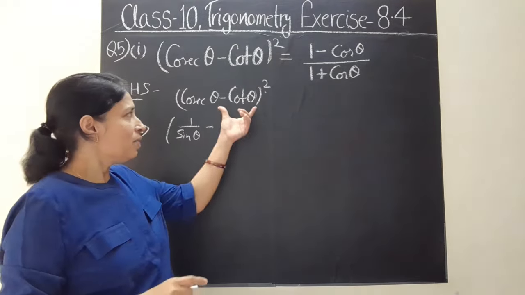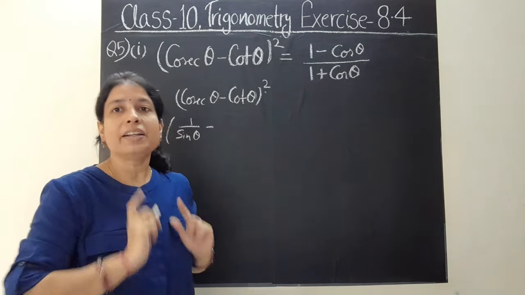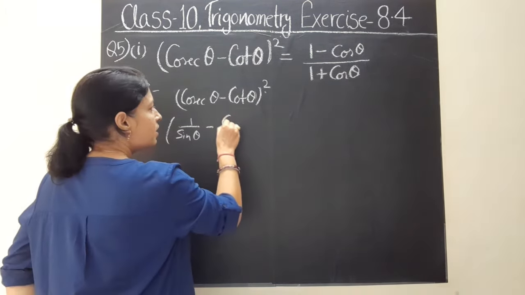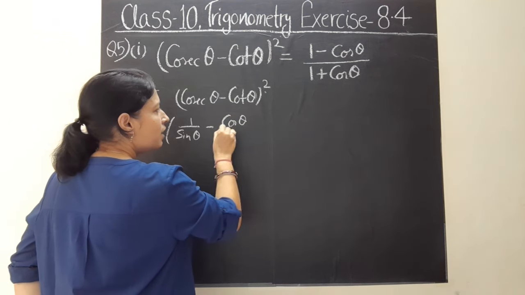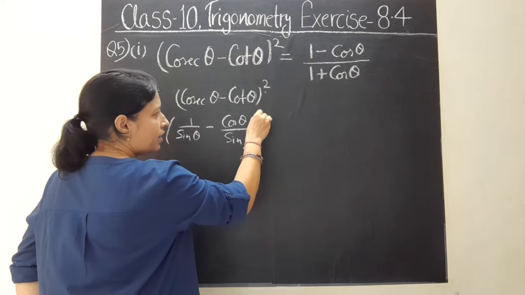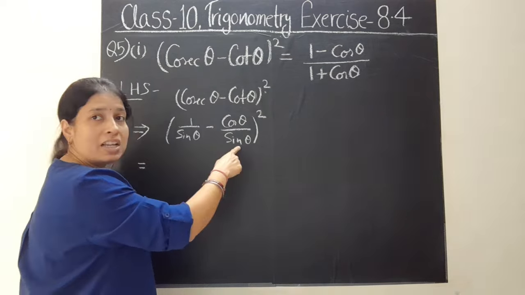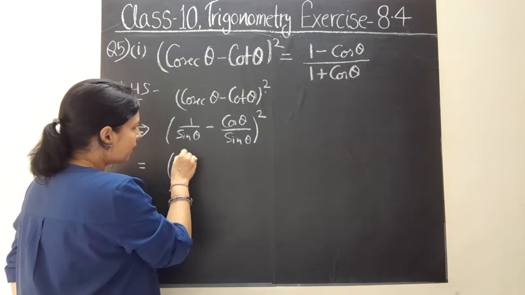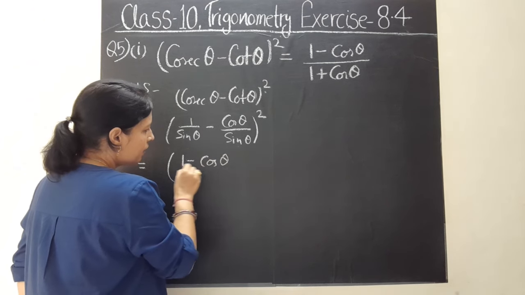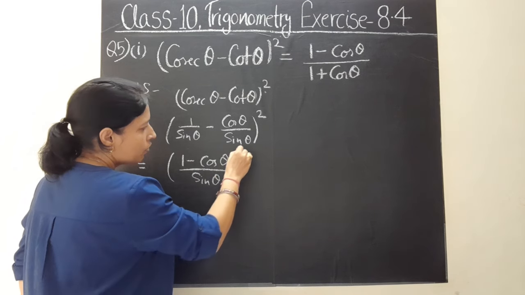And what is the value of cot theta? Cot theta is equal to cos theta divided by sin theta. So in place of cot theta, write cos theta divided by sin theta, and square. Here the denominator is the same, sin theta. So we can write (1 minus cos theta) divided by sin theta, whole square.